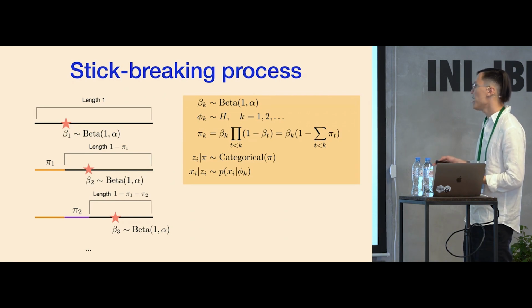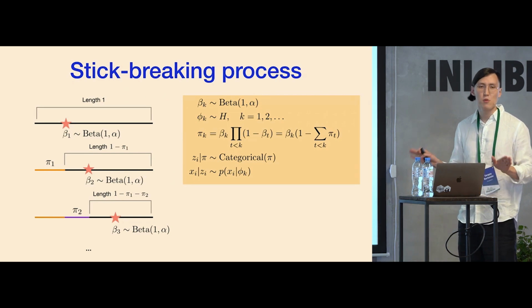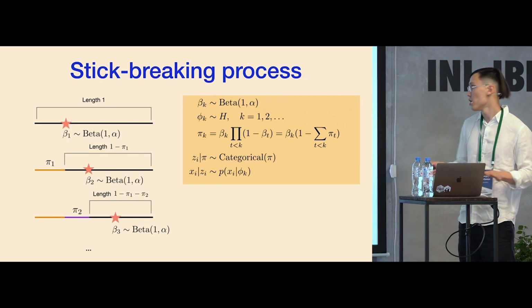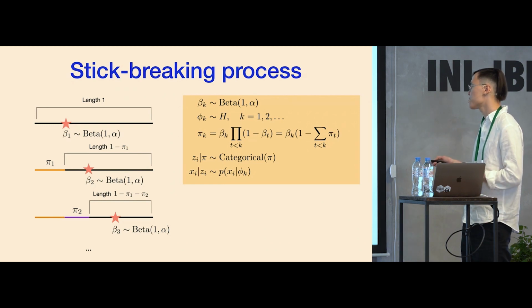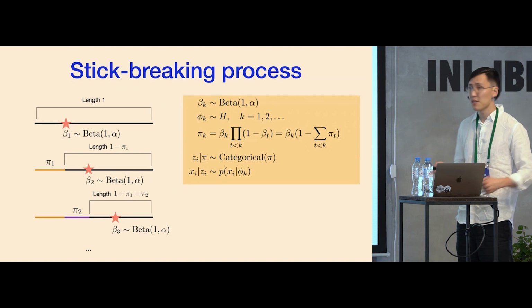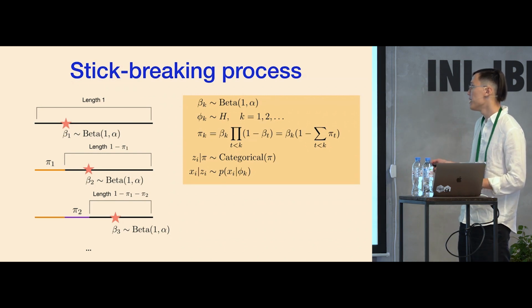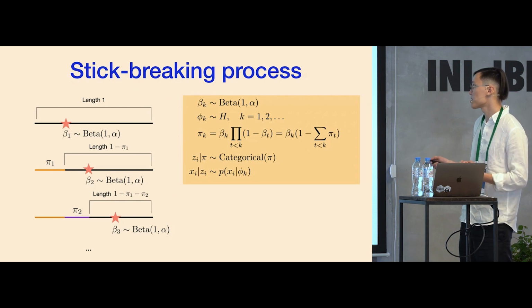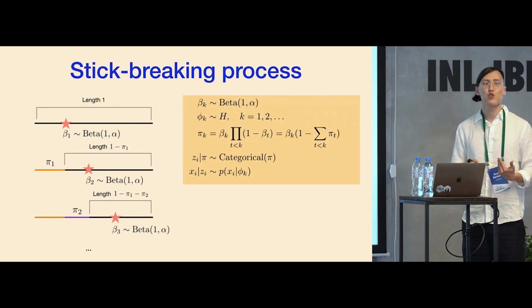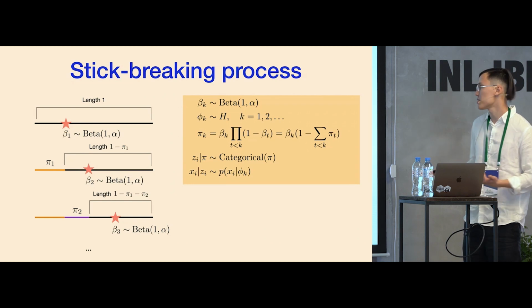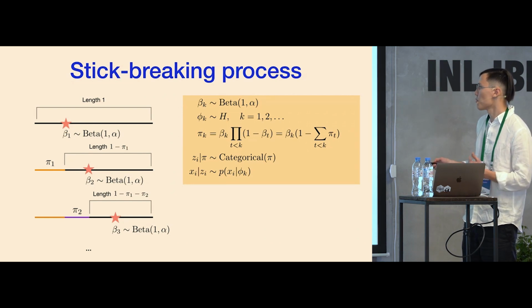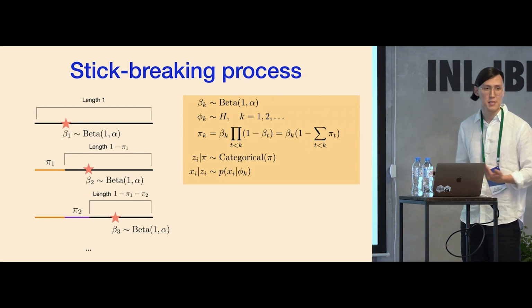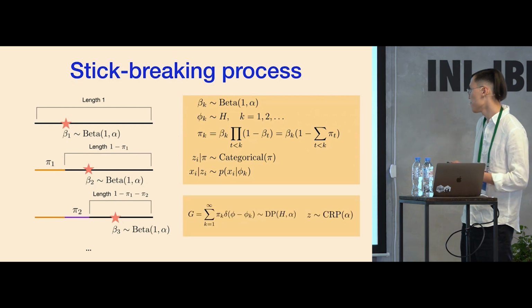Then, once we have pi, we can apply absolutely the same logic as in the finite mixture model. We can define a categorical distribution where the probability of each outcome is given by pi. We sample the cluster assignment, the cluster indicator z, from this categorical distribution. And when we need to generate a new data point, we generate it from the cluster defined by z. So that's basically the same model.